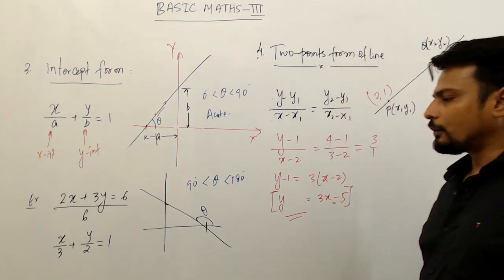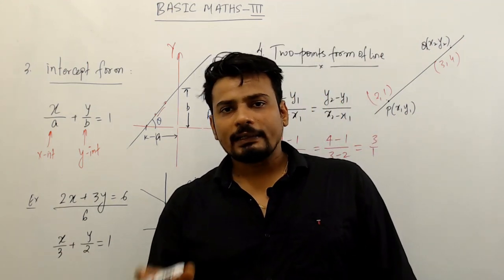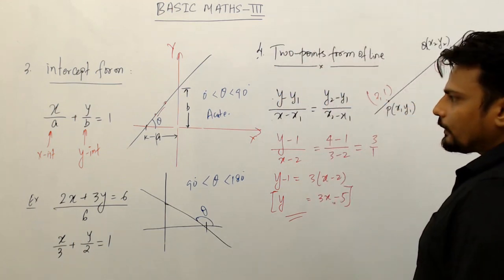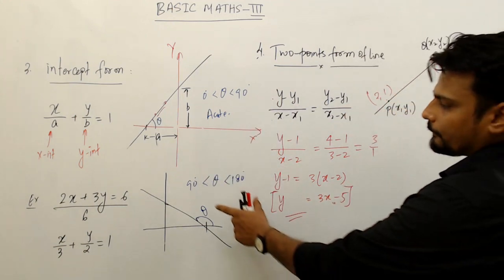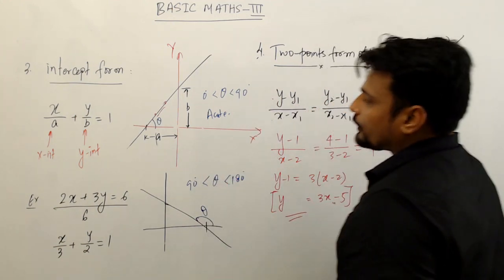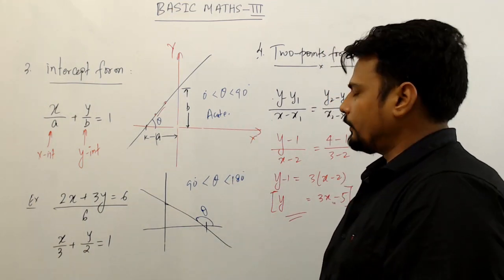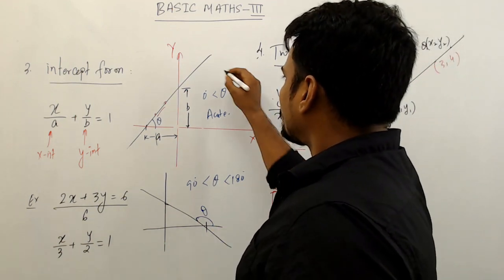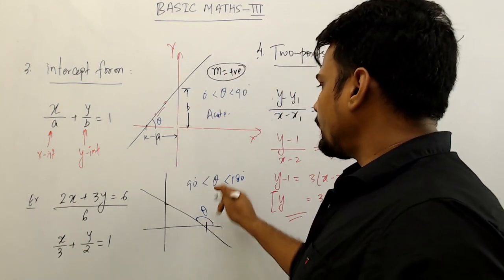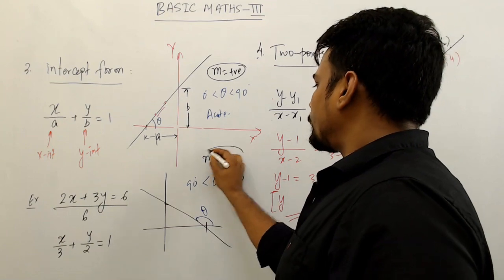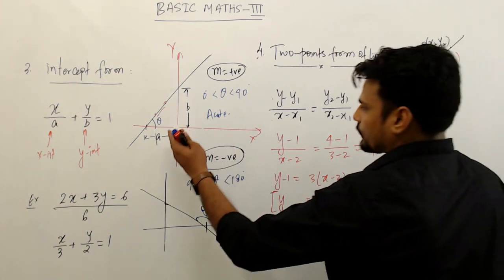In the trigonometrical part, I've told you that tan is positive in the first quadrant and in the third quadrant. In the second quadrant, tan is negative. So tan of this angle is going to be positive, and tan of this angle is going to be negative. So one rule you can understand: if theta is acute, the slope is going to be a positive value. And if theta is an obtuse angle, the slope is going to be a negative value. That's an easy way to understand whether the slope is positive or negative.